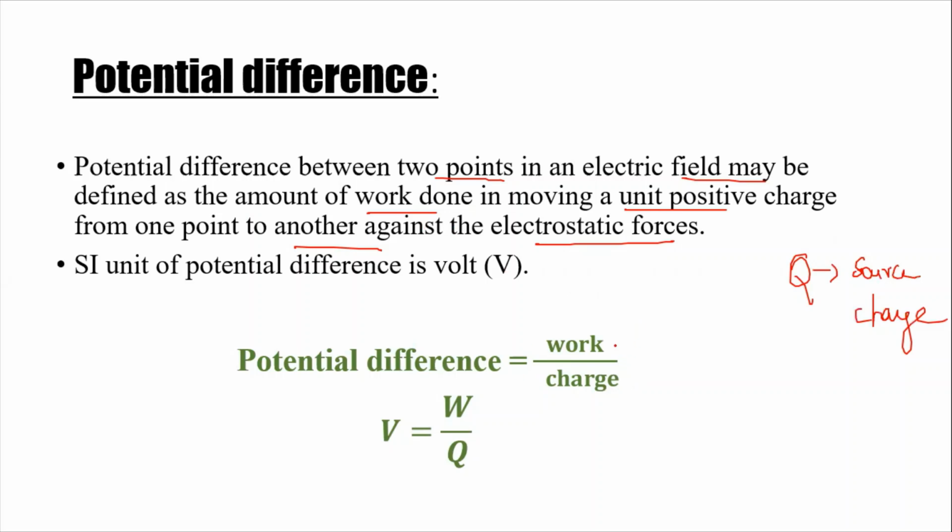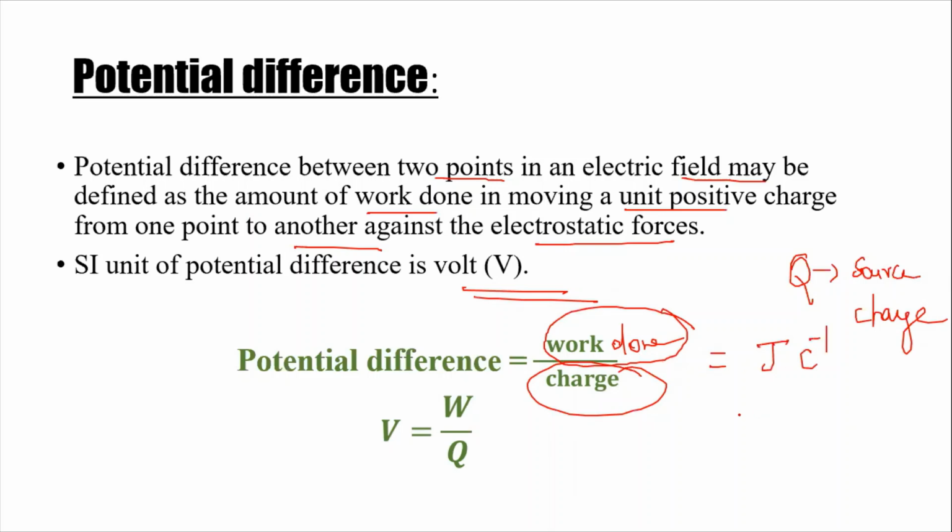So potential difference can be defined as work done per unit charge. That is why you can write work done by charge. Now, what is the SI unit of potential difference? You all know it is volt, right? So 1 volt will be equal to, here you can see, potential difference definition is work done by charge. What is the SI unit of work done? Joule, right? So joule per coulomb.